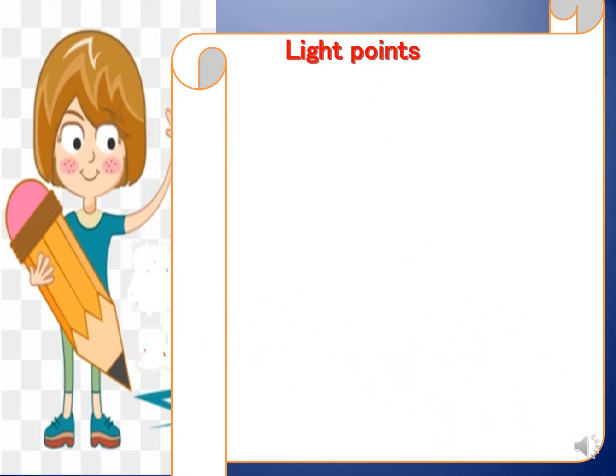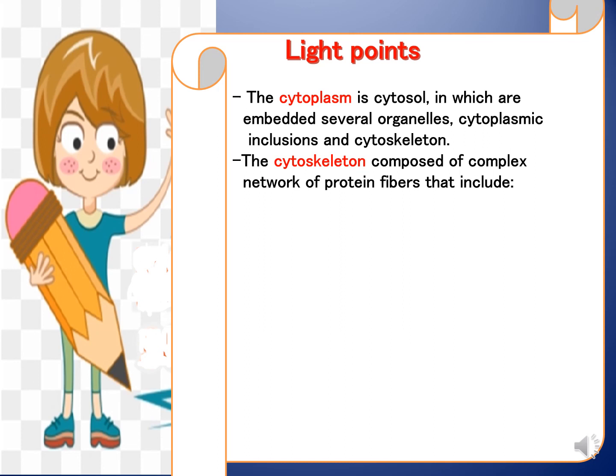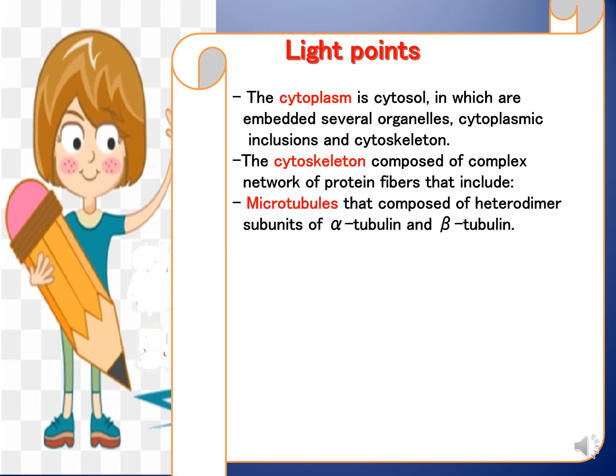The key points for this lecture are: the cytoplasm is the cytosol, in which are embedded several organelles, cytoplasmic inclusions, and cytoskeleton. The cytoskeleton is composed of a complex network of protein fibers that include microtubules, which are composed of heterodimer subunits of alpha-tubulin and beta-tubulin.